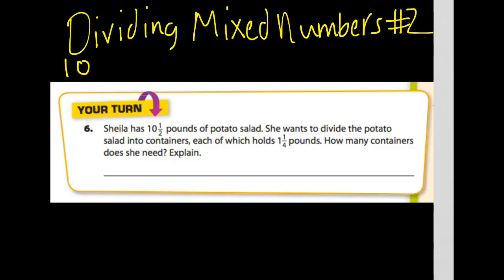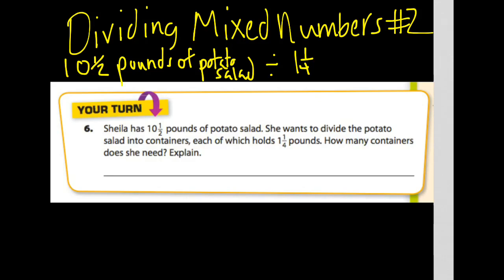10.5 pounds of potato salad. That's how much I'm starting with. She wants to divide the potato salad, so I can put the division bar there. She wants to divide the potato salad in containers, each of which holds 1 1/4 pounds. So each one of these containers holds 1 1/4 pounds. How many containers does she need?